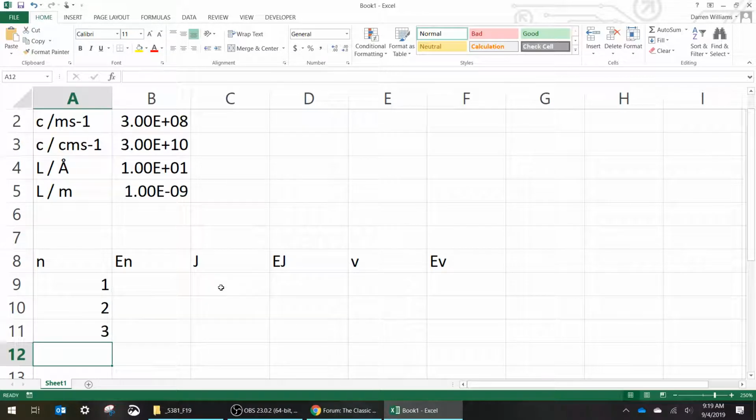Here's an interesting thing about the quantum numbers. The translational quantum numbers start at 1, but the rotational quantum numbers start at 0. And the vibrational quantum numbers start at 0. So J equals 0 is a valid quantum number, but N equals 0 is not a valid quantum number.